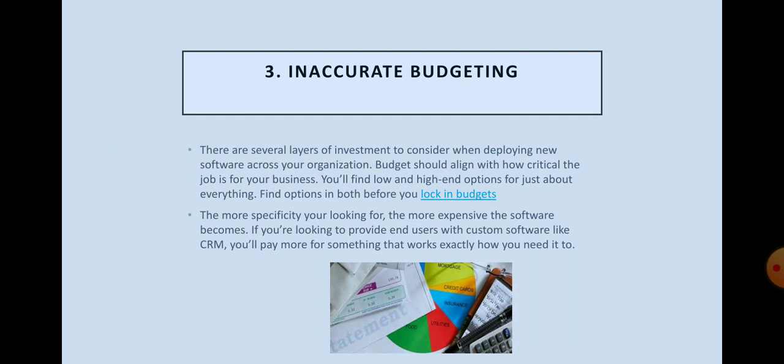Inaccurate budget. There are several layers of investment to consider while deploying new software across your organization. Budget should align with how critical the job is for your business. You can find low and high options for just about everything. Find options in both before you lock in your budget.